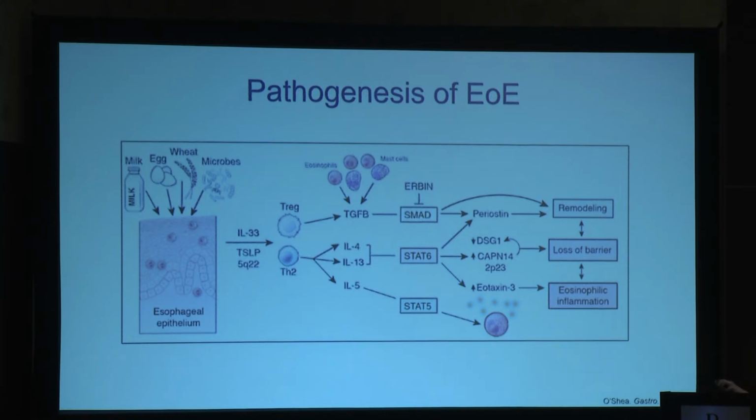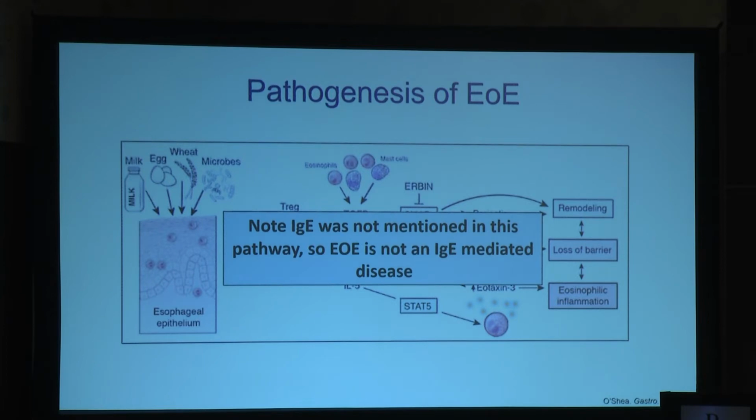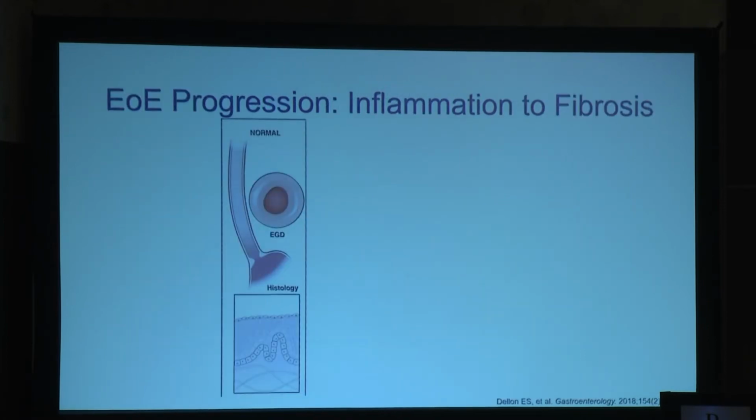And so over time, you have your inflammation, which can lead to that loss of barrier function, and then over time we can have remodeling and fibrosis. And what I want everyone to pick up is that I did not mention IgE anywhere in this pathway, so EOE is not an IgE-mediated disease, and we'll talk about that later.